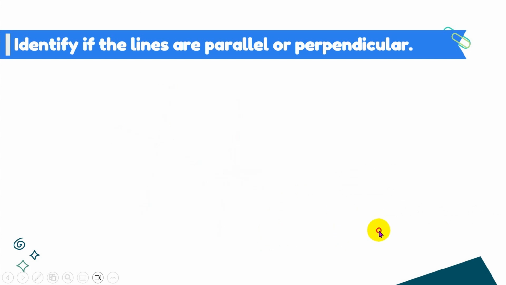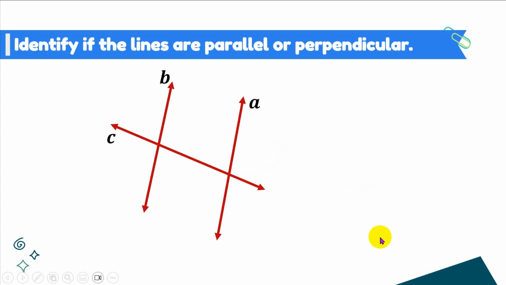Okay, next, another one. So again, we have line A, line B, line C. But the given here is that these two angles here are congruent also, but they are 90 degrees. So what can we say about line A and line C? Again, 90 degrees is involved. Ang pinagko-compare po is line A and line C. Ano ulit ang palatandaan natin? Kapag may 90 degrees, they are perpendicular.